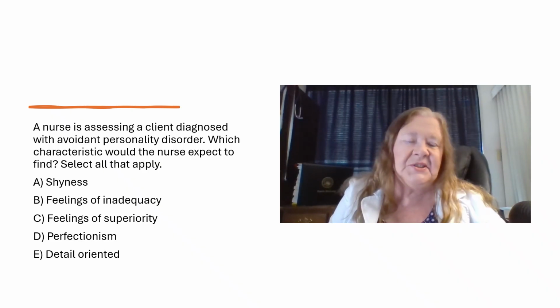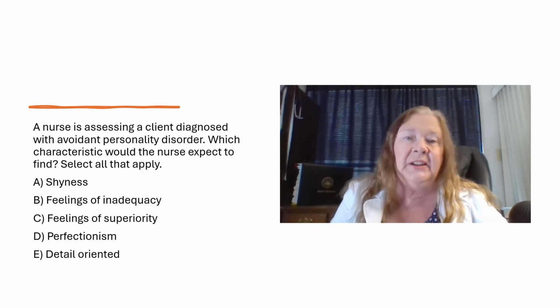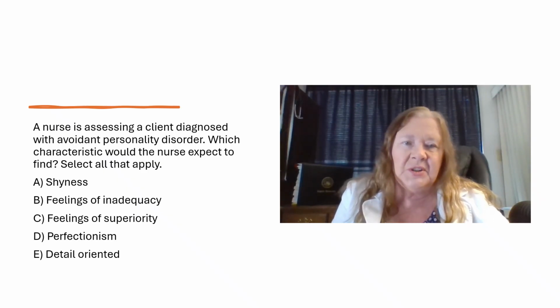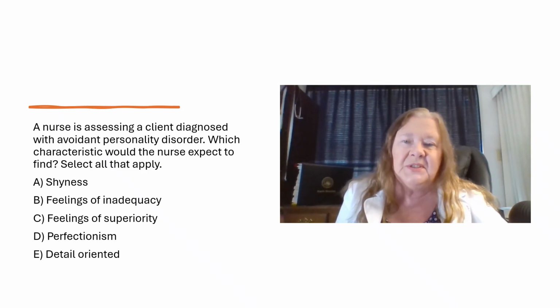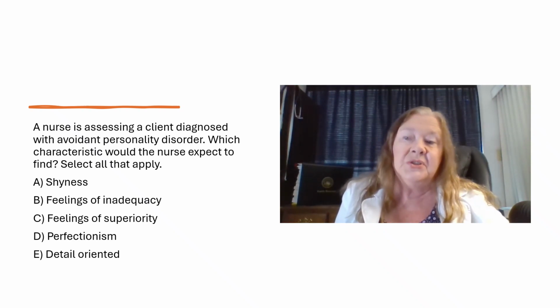Okay, let's come back to this. Select all that apply. And the correct answers are A, shyness, and B, feelings of inadequacy. We're talking about avoidant personality disorder now. Keyword avoidant, or keyword avoid. They avoid relationships with others. Very shy, timid. They fear criticism. So someone who fears criticism of others is going to just avoid being around others, and that's their solution to that problem.